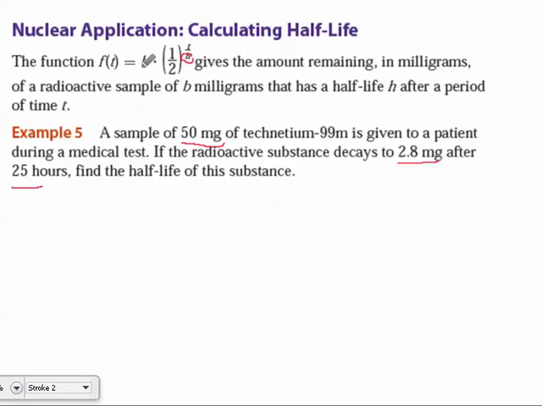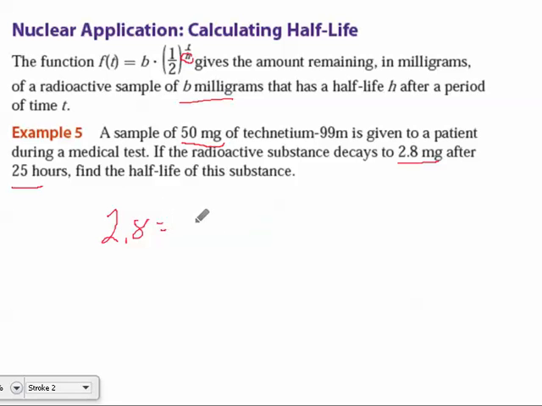Oh, I'm sorry. The b is the number of milligrams of the substance. So we've got that too. So we've got b, we've got 1/2, we've got t, 25 hours. We're looking for h, and we know that the remaining amount is going to be 2.8. So what do we got? Let's see here. Write it all down.